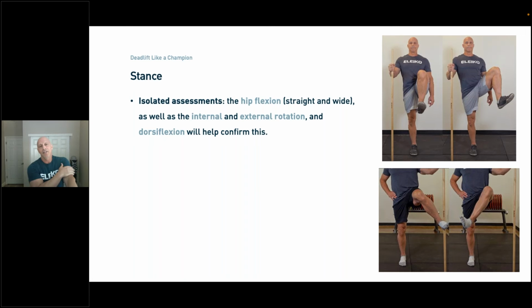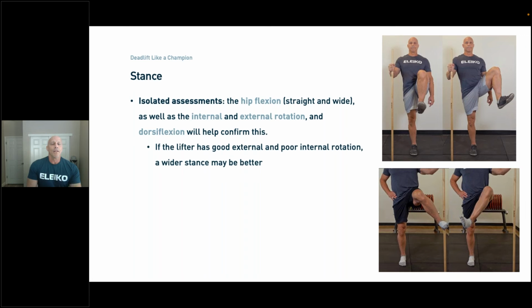We don't have the dorsiflexion picture, but you can simply sit in a chair with your knees at 90 degrees and then see how far you can lift your toes off the ground. If you can barely get them off, you don't have very good dorsiflexion. If you can get your toes off the ground pretty high without moving, then you have a fair bit of dorsiflexion. So if you or the lifter that you're working with has good external rotation but poor internal rotation, then a wider stance is probably going to feel more comfortable.